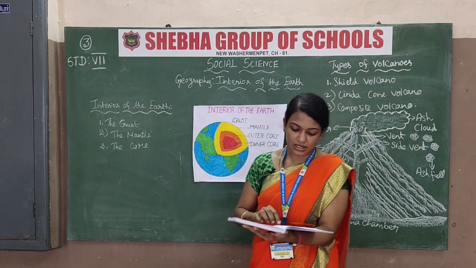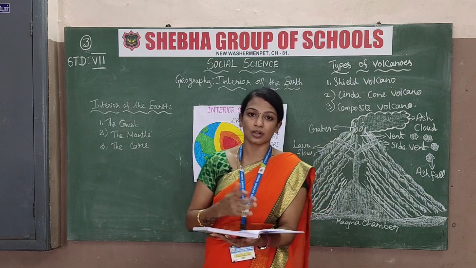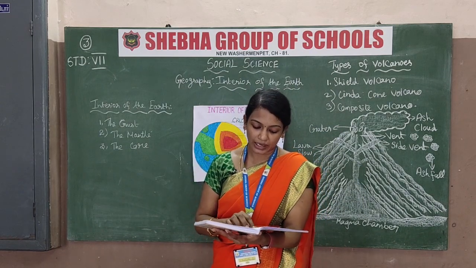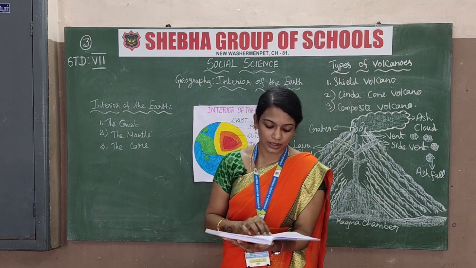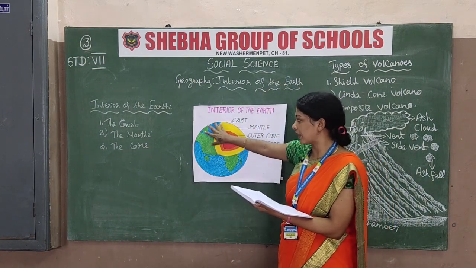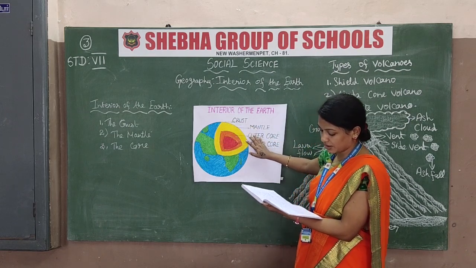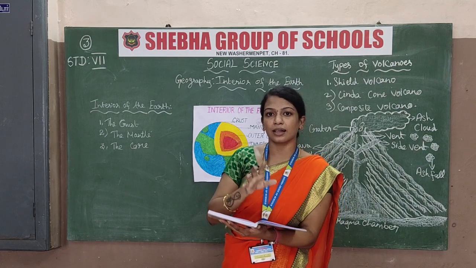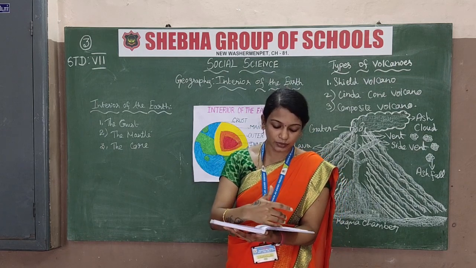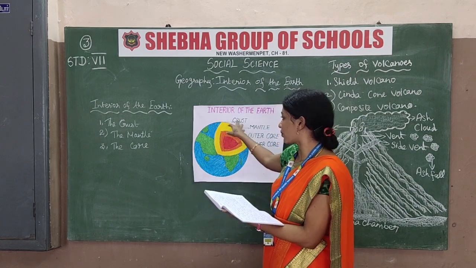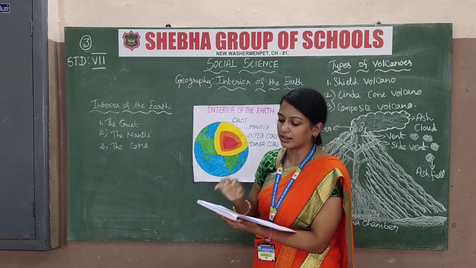Next, causes of earthquakes. Why do earthquakes occur? Movement in the crust and volcanic activity cause earthquakes. As I told you, any movement in the crust, volcanic activities and volcanic eruptions cause earthquakes. Any movement in the crust or a volcanic eruption causes an earthquake.